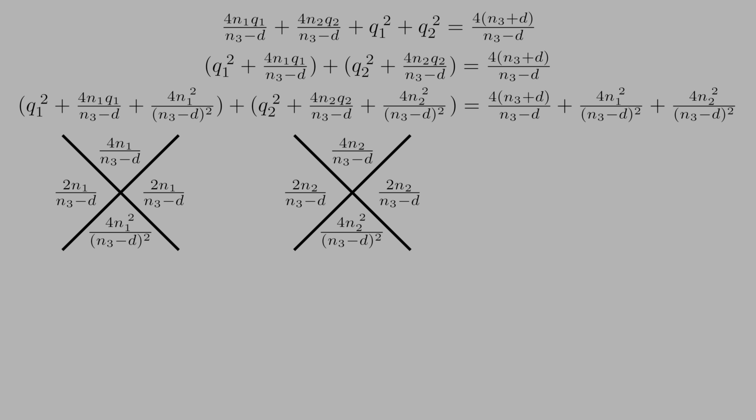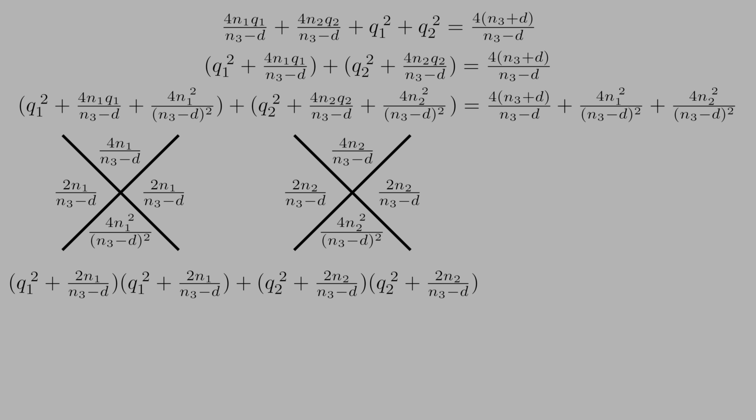Based on our answers, I'll rewrite the two polynomials out the long way. Terms can then be combined, which finally brings us to the fully reduced left-hand side of the equation.